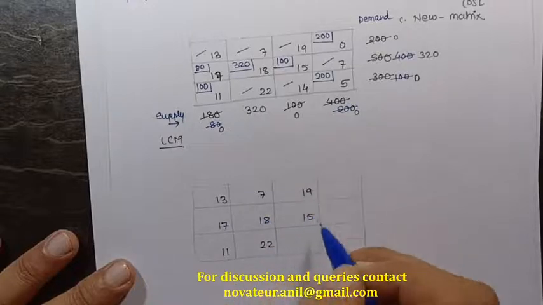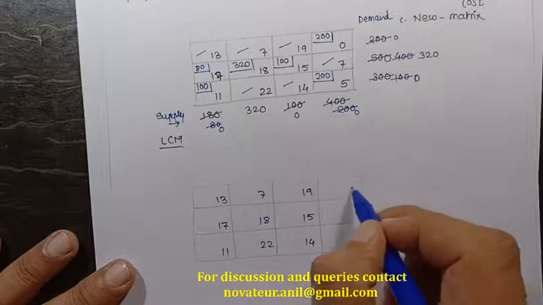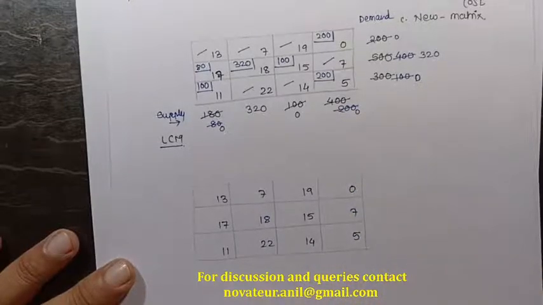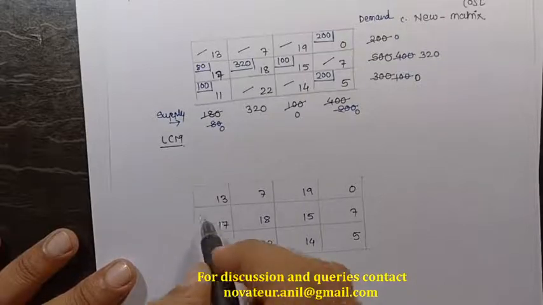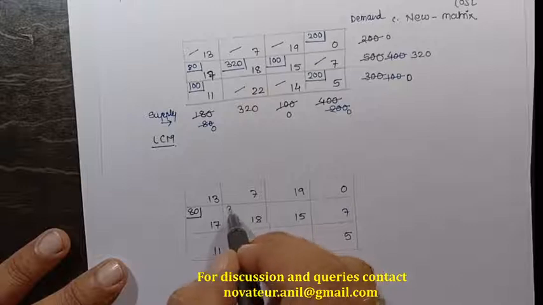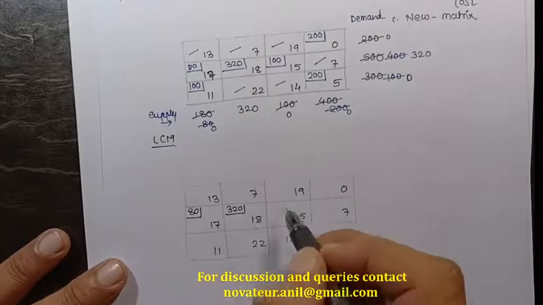Sometimes students might ask, in order to get the best initial feasible solution or to avoid further iterations, which is the best method: the least cost method, Vogel's approximation, or the northwest corner method.